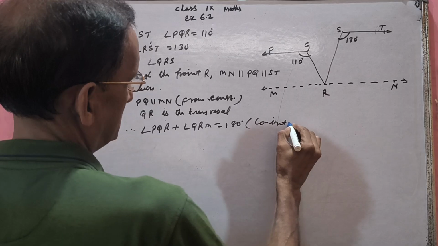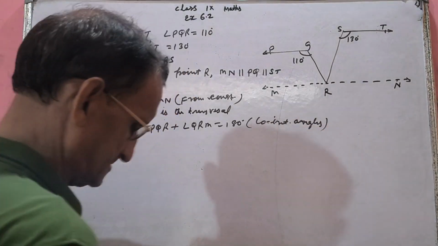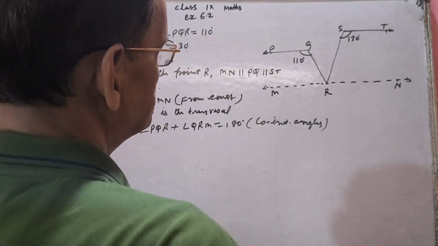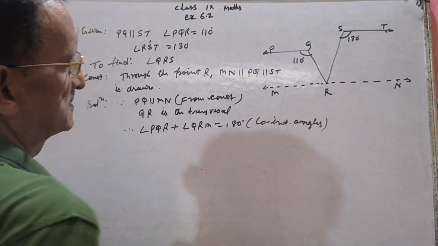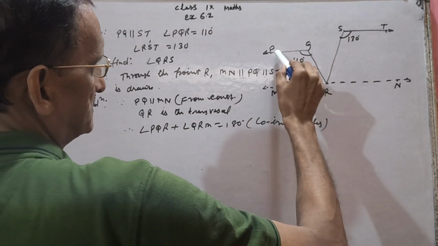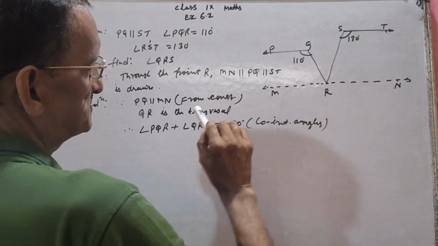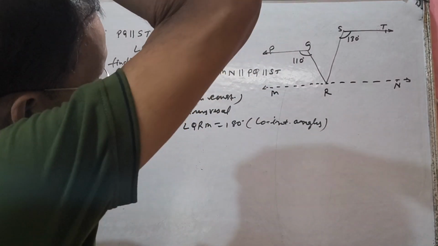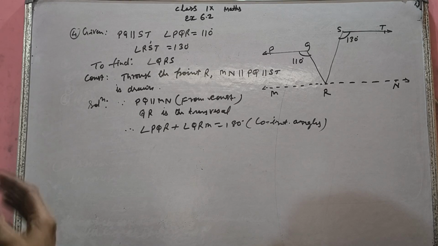Co-interior angles, or you can say interior angles on the same side of the transversal. Understood? When two parallel lines are intersected by a transversal, then this angle and this angle are interior angles on the same side of the transversal, and they are supplementary. You can write interior angles on the same side of the transversal, or you can say co-interior angles.